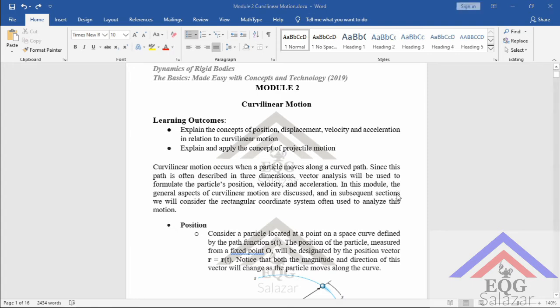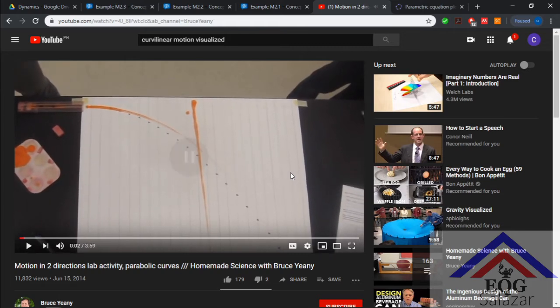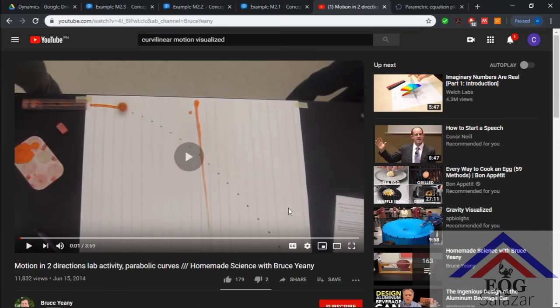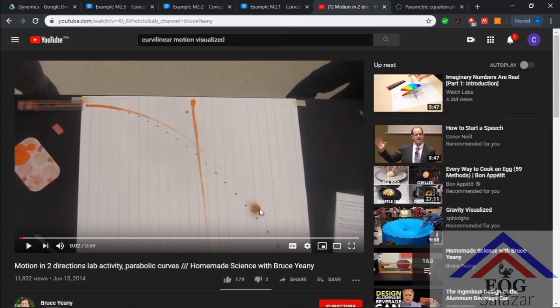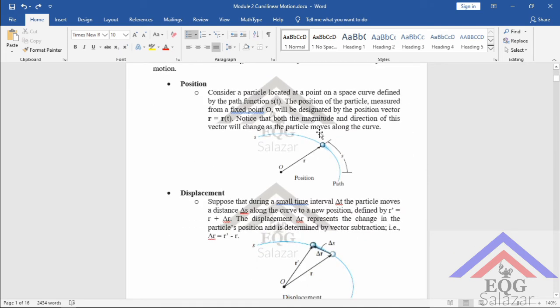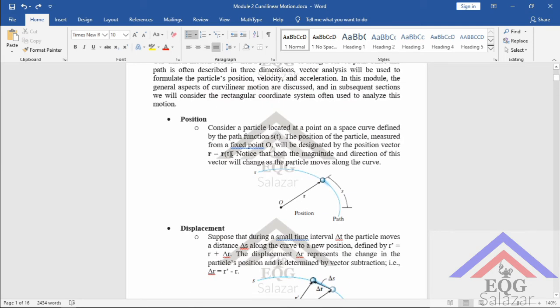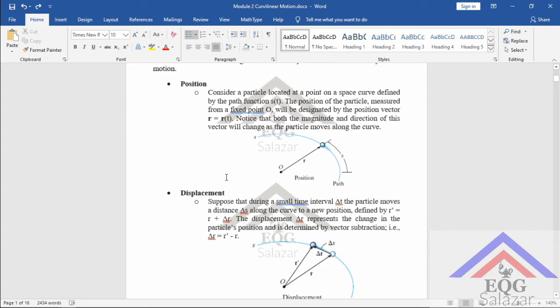An example of curvilinear motion would be this motion right here. That is a ball moving along this path which is curved, hence the name curvilinear motion. So it has a position on the x-axis and the y-axis if you're using a rectangular coordinate system. All right, the next entries here on your module are pretty self-explanatory. I think you can read this on your own.